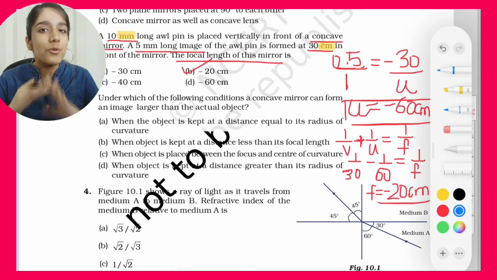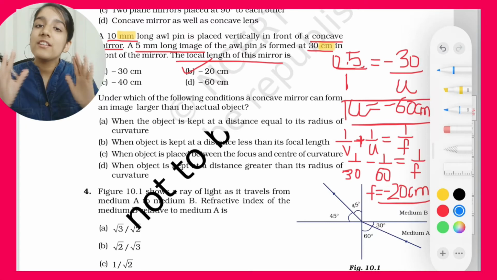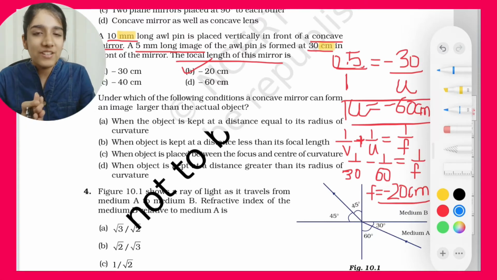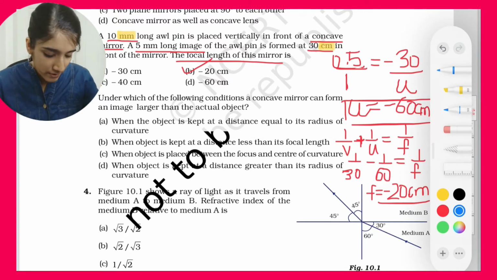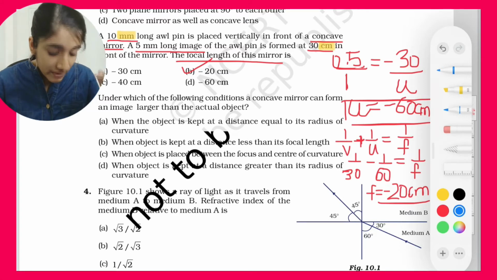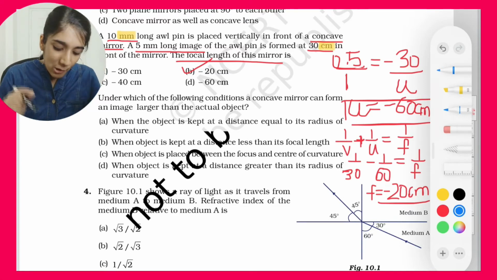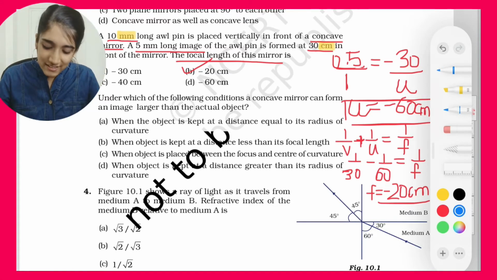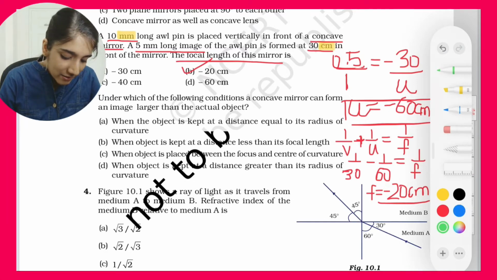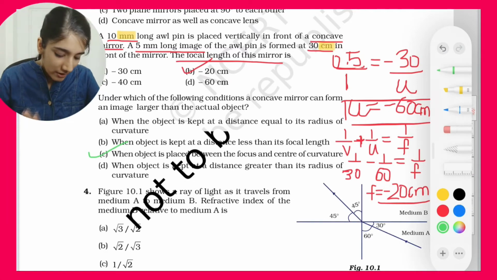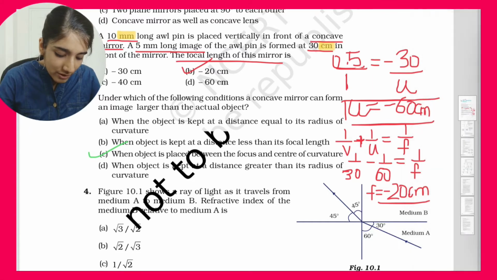So we just have to look for that case, which is that the object is placed between the focus and the center of curvature. Now here, if you look at the option C, when object is placed between the focus and the center of curvature, that's the answer which we have got. Okay, now let's move forward with fourth question.